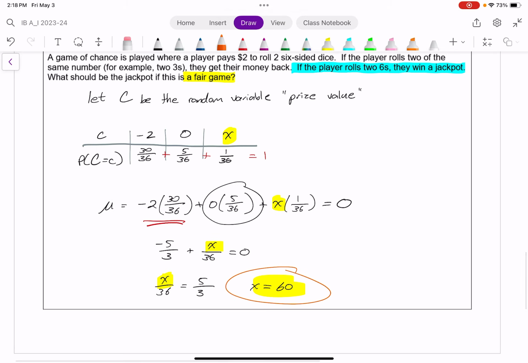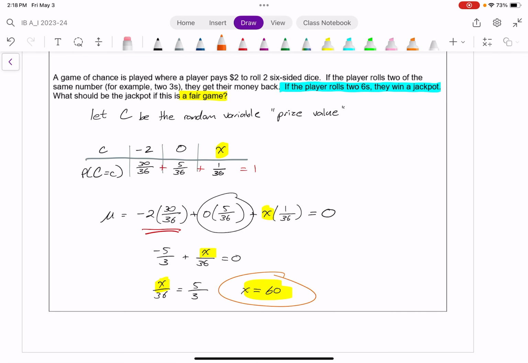If the jackpot is more than $60, then over time, the people who are putting on the game will lose money. It's unfair with the advantage going to the player. And if the jackpot is less than $60, it is advantageous to the people putting on this game.